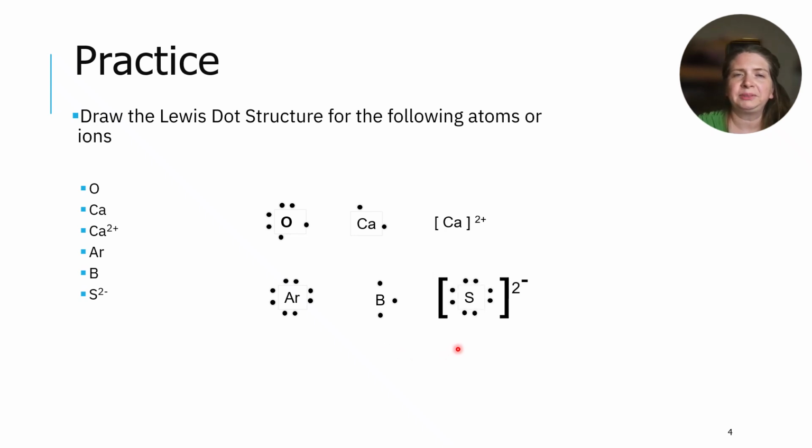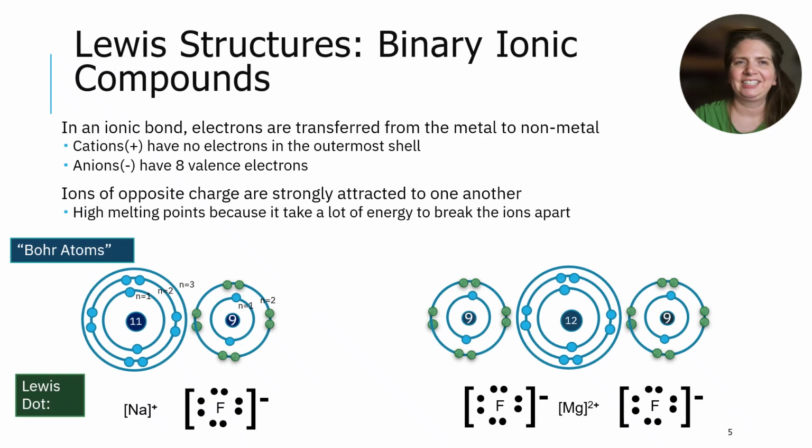Sulfur is in group 16, so a neutral sulfur atom would have 6 valence electrons, just like oxygen. However, the sulfide ion has gained 2 additional electrons, giving it a total of 8 valence electrons. Now let's look at Lewis structures for ionic compounds. Ionic compounds are made out of oppositely charged ions. The ions always combine so that the total charge is 0.